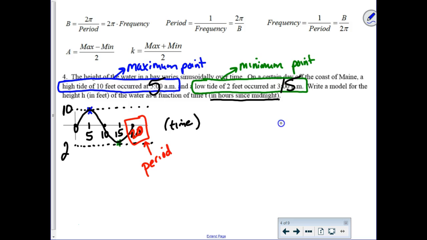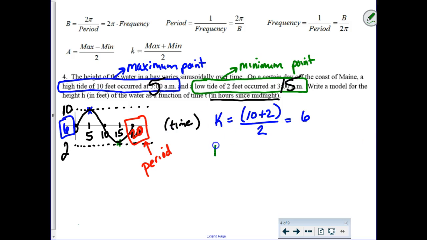Okay, I think it's time to start finding things. First thing I would like you to find is that midline K. Maybe you already see it. Maybe you already know what it is. I don't, so I'm going to have to calculate it. So it's max plus min divided by 2. So that comes out to a 6.